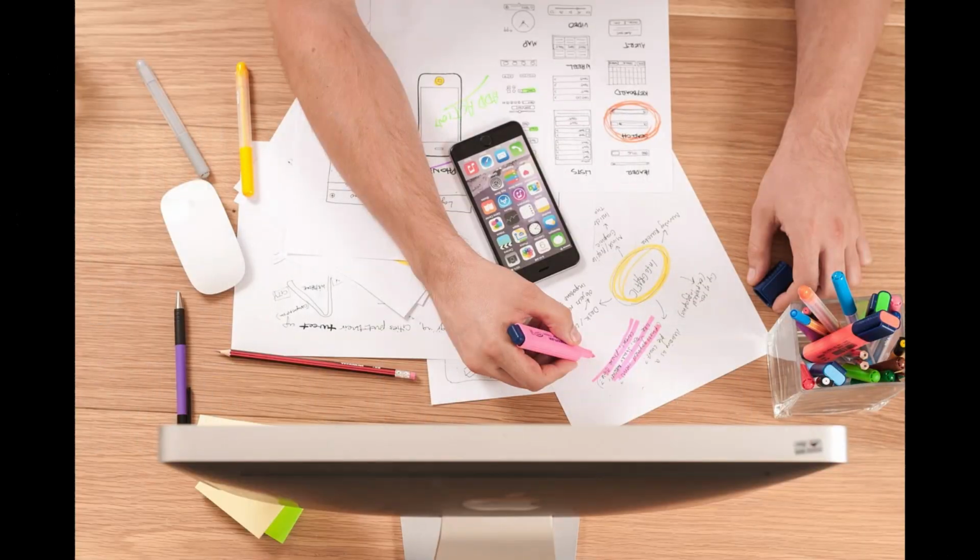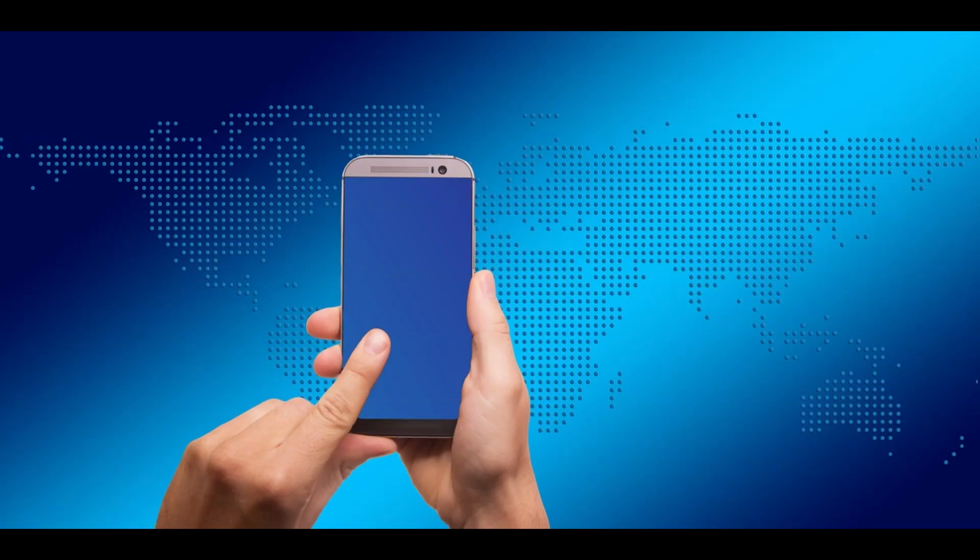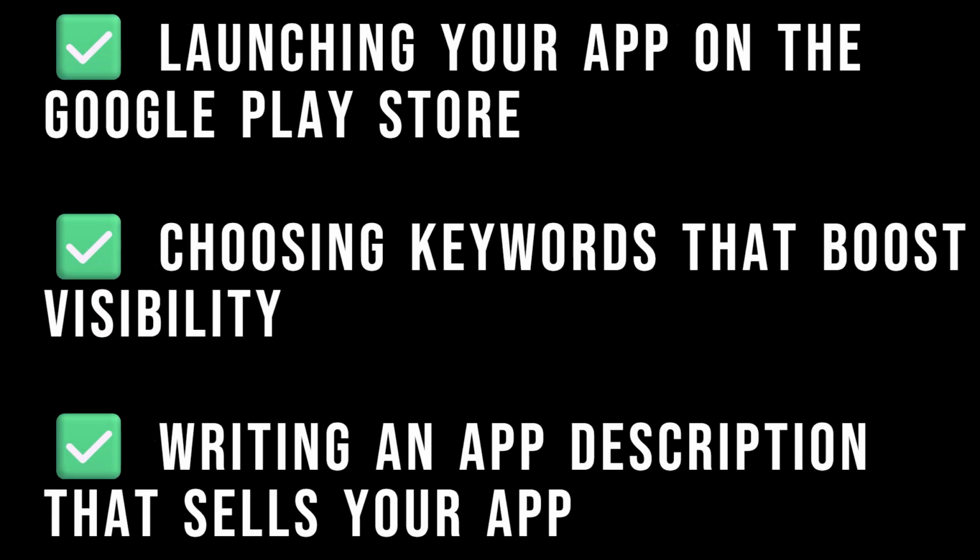You've spent weeks or months building your app. Now it's time to introduce it to the world. In this video, I'll walk you through 3 critical steps. Launching your app on the Google Play Store. Choosing keywords that boost visibility. Writing an app description that sells your app.